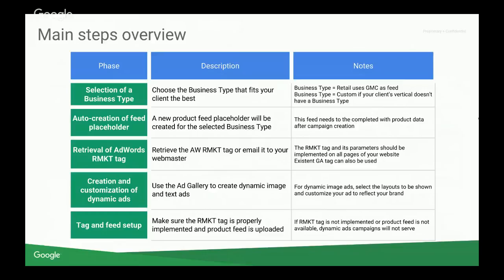Then you have the retrieval of the AdWords remarketing tag. You can retrieve the AdWords remarketing tag or email it to your webmaster, which is highly recommended if you do not have a lot of technical knowledge in terms of adding the tag to your website. You can then create and customize your dynamic ads. You can use the ad gallery to create the dynamic image and text ads.